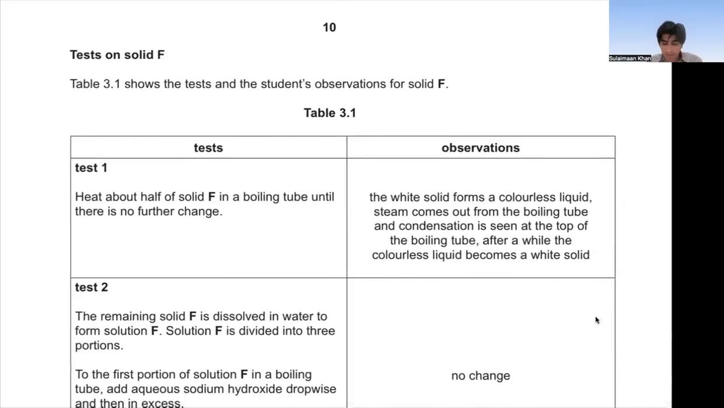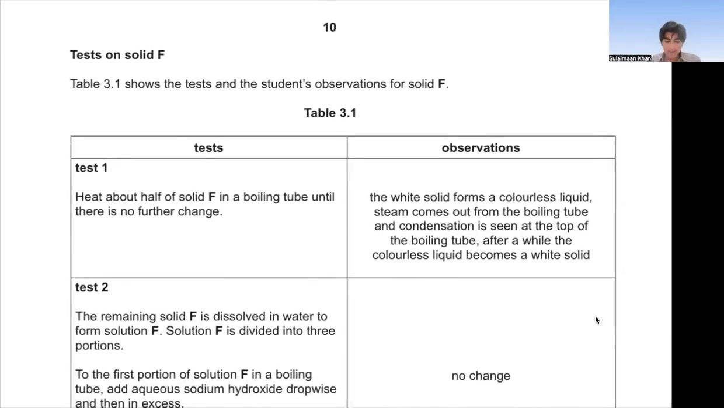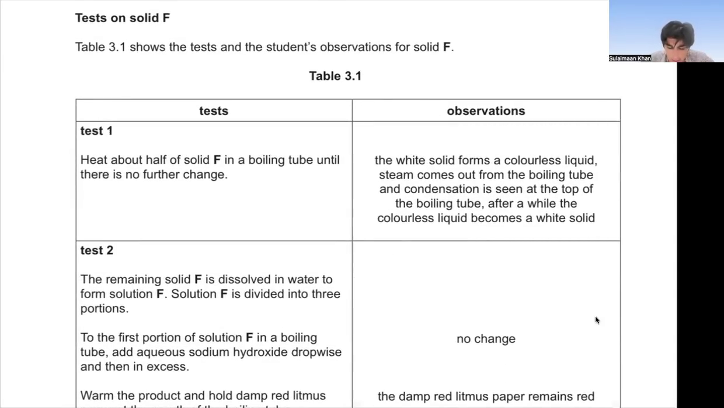Okay, then now you have solid F. So in this second portion, this was the only test done, that was easy. Now the test on solid F. Let's look at the test on solid F. He's saying heat about half of solid F in a boiling tube until there's no further change.